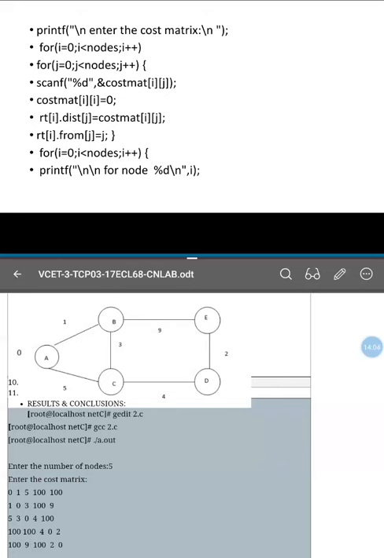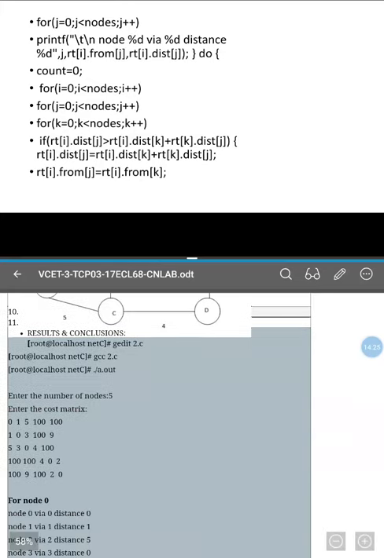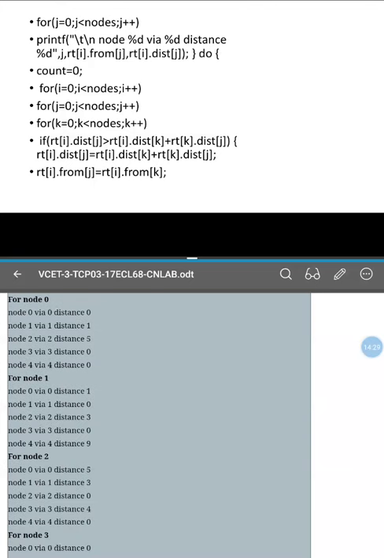And next, what is done? Now I is 0, I less than nodes. For node, first node 0, that means always 0 is a node now. And J is considered 0 to J less than nodes. First what we print is, this is just the printing step. You can see that for node 0, the distances are printed. Once we enter the cost matrix, the same is made visible now. What is done is, node percentage d, there are 3 percentage d's which are taken respectively: the first percentage d takes the value from J, the second takes from dist J.